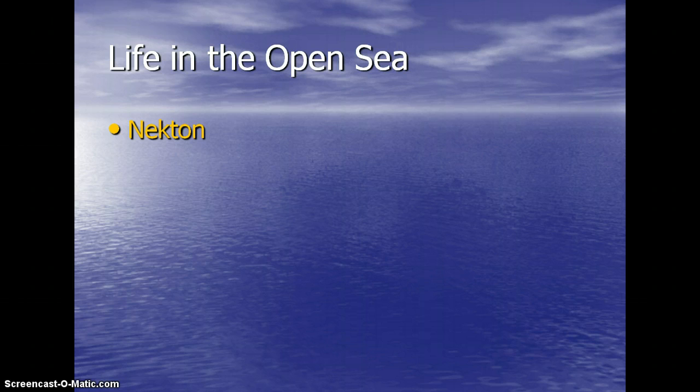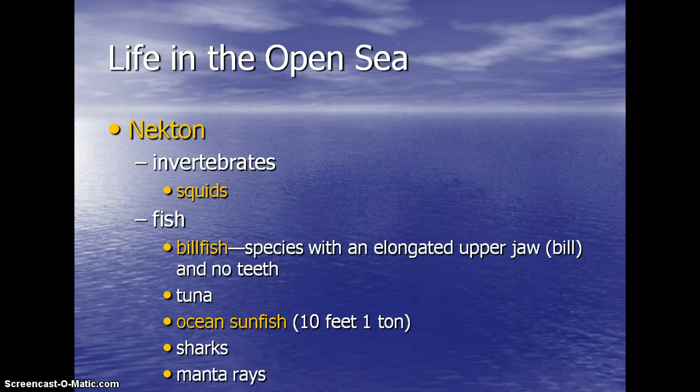We also have lots of different types of nekton, so things that can swim against the current. The invertebrates that you will find as nekton in the open ocean are mostly squid. So squid reign supreme in the open ocean. They have really, really keen eyesight and they're intelligent, and so they are a formidable predator for a lot of different creatures that live in the open ocean. Then you get lots of different types of fish.